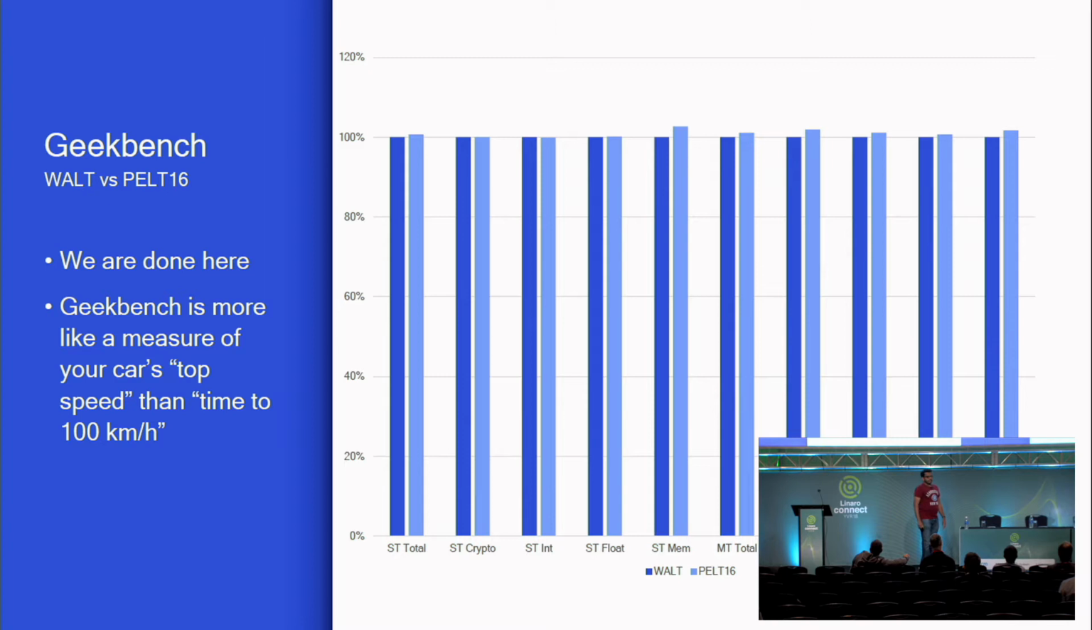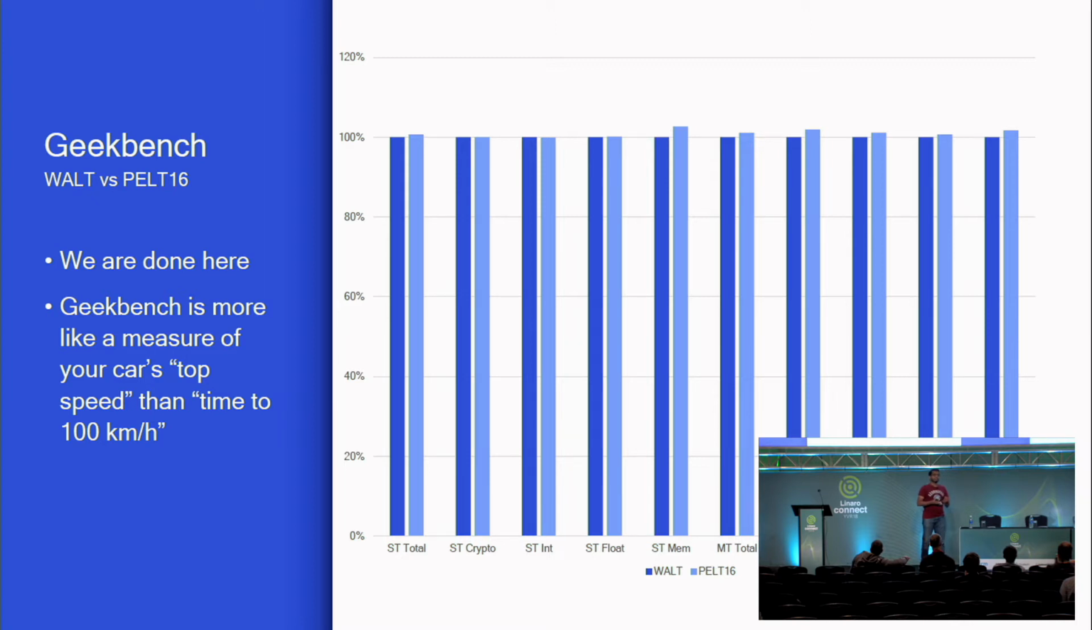So let's take a look at Geekbench. If you look at Geekbench and do a WALT versus PELT 16 comparison, the scores are all pretty much on par. On the graphs, I'm plotting WALT as a 100% bar, and everything is normalized to the WALT scores, or WALT power numbers, whatever I'm presenting. Geekbench is already on par, and in some cases it looks like PELT 16 is better, but that seems to be mostly run-to-run variation in Geekbench.